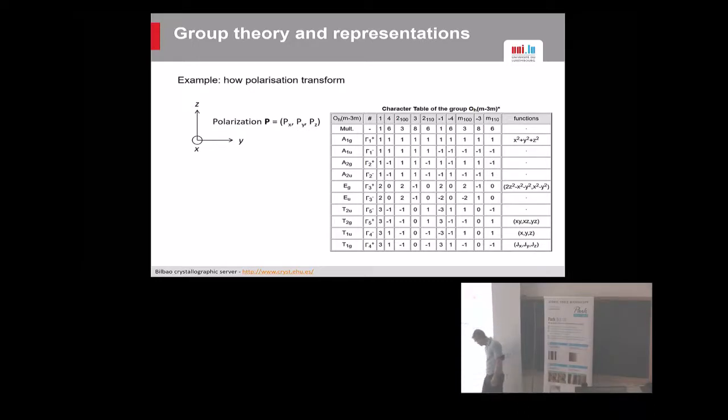This corresponds to the irrep that's called T1U. So polarization transforms like T1U, except that we are cubic and we are not able to separate all its different components, like in a cubic system.